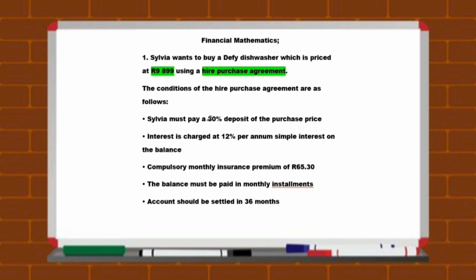She has to pay a 30% deposit because she's getting it on credit. There is interest, obviously. So the interest is 12% per annum. This is important. And then it's simple interest. Okay. On top of her paying interest per annum, they want to charge her 65 rand 30 cents for insurance. And then these installments have to be paid monthly over a 36-month period.